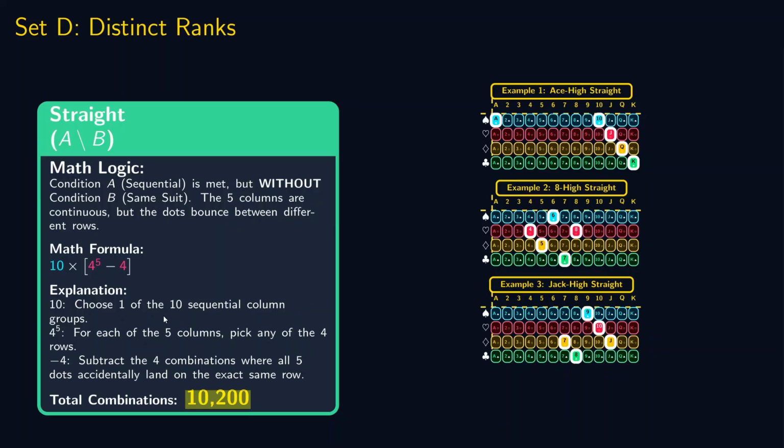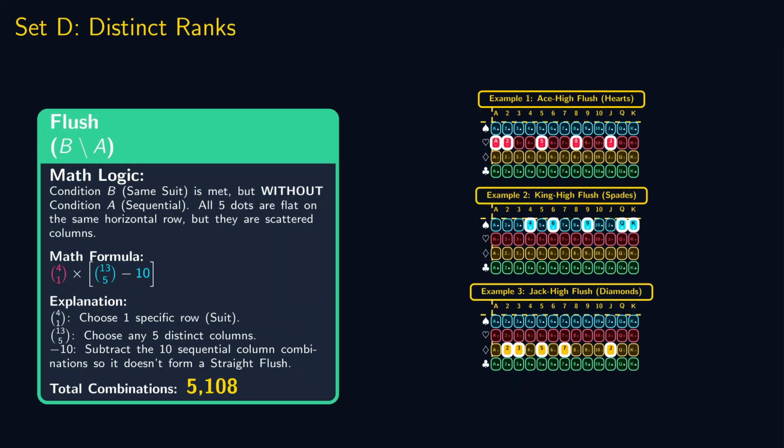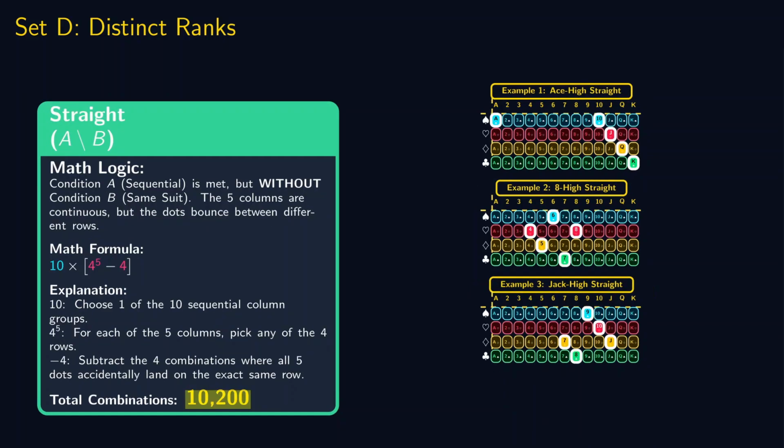Notice the beautiful symmetry with what we did for the flush calculation. For the flush, we fixed the row and subtracted the sequential column combinations. For the straight, we fixed the column window and subtracted the uniform row combinations. Both calculations use the same subtractive logic. Include everything that satisfies your primary condition, then remove the overlap with the other condition. We have now accounted for 3 of the 4 cases in set D: sequential and uniform, the straight flush; non-sequential but uniform, the flush; sequential but non-uniform, the straight.